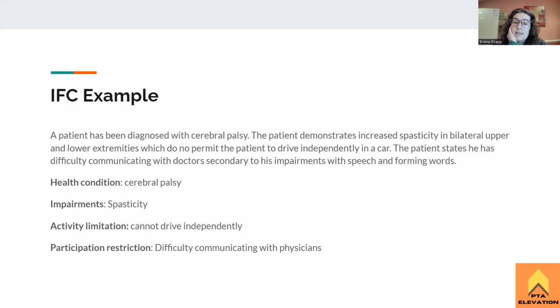Our impairment is the spasticity, which is making him unable to drive a car, which would be our activity limitation. So our impairment of spasticity is not allowing him to participate in an activity, which would be driving. So that's our activity limitation of they cannot drive independently. Our participation restriction is the patient has difficulty communicating with physicians, because this would be participating in communication, in a conversation, participating in the situation of having a conversation. That is why the difficulty communicating with the physicians and doctors would be a participation restriction.